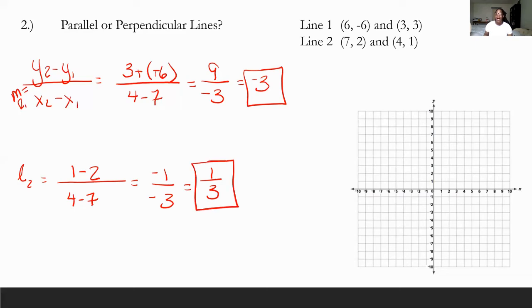Both of them are opposite. One's positive, one's negative. And it's a reciprocal. Remember, 3 over 1 flipped will give me 1 over 3. So these are going to be perpendicular lines.